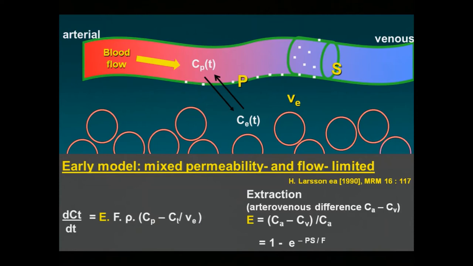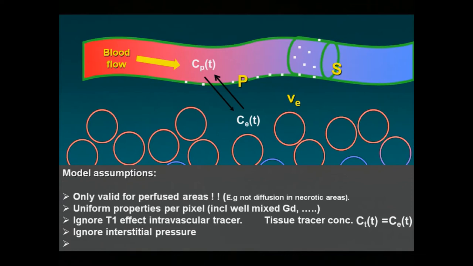There are a few other assumptions made in this model. Another important thing is that it is only valid for perfused areas. This is often also violated in the use of this model. If you have necrotic areas or areas that are not perfused, you cannot basically apply this model. So if you analyze the vascularity by the TOFS model, you have to take out the necrotic areas to come up with decent values. Another thing is that uniform properties per pixel are assumed, which is not necessarily true. There are other models that don't include this, like a plug flow model, for instance, in vessels. It also ignores the T1 effect of the contrast agent in the vessel. Essentially, the concentration being evaluated is the concentration of the contrast agent in the interstitial space, and it ignores a few other things like interstitial pressure.